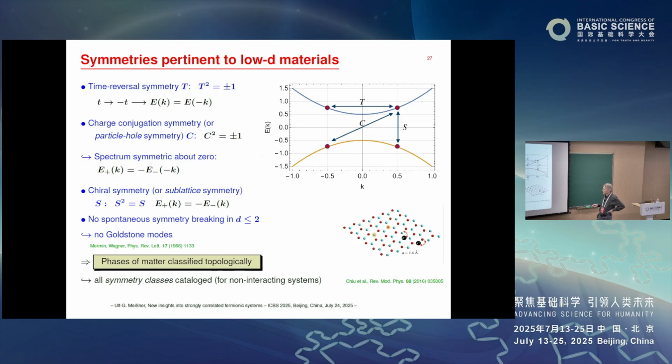Now you know that there's no spontaneous symmetry breaking in D less than or equal to 2 dimensions, so no Goldstone modes. But of course, you know that the phases of matter are classified topologically, and all symmetry classes are cataloged. This is this famous 10-fold way of condensed matter physics compared to the 8-fold way of particle physics. But this is, of course, done for non-interacting systems. And for example, you can see this in this review of Zhu et al.